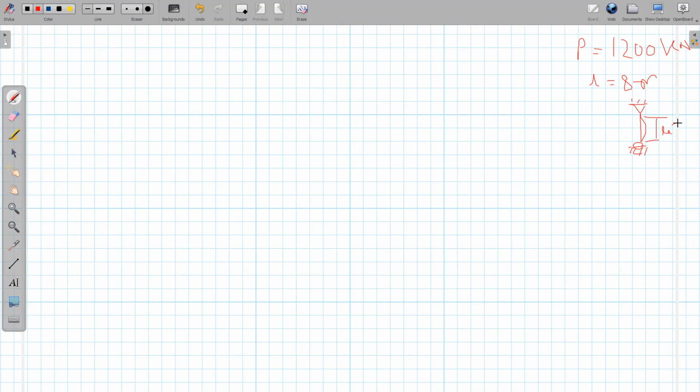If you remember, we have discussed it earlier. In this case, what is the effective length? Effective length LE is equal to 0.8 L. Okay, that's clear.